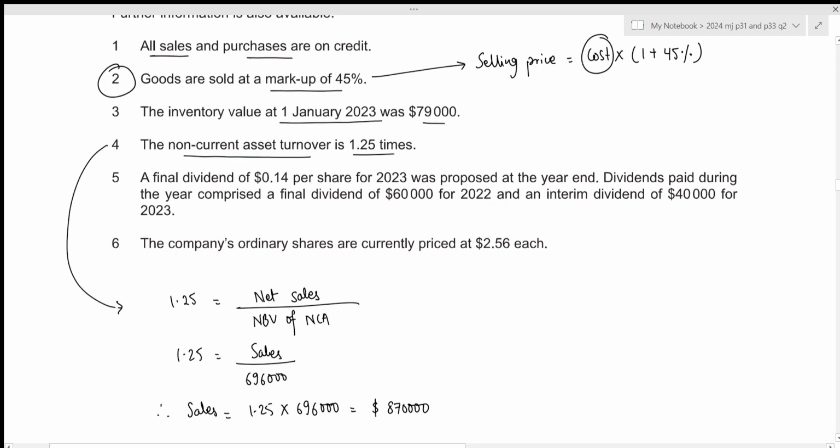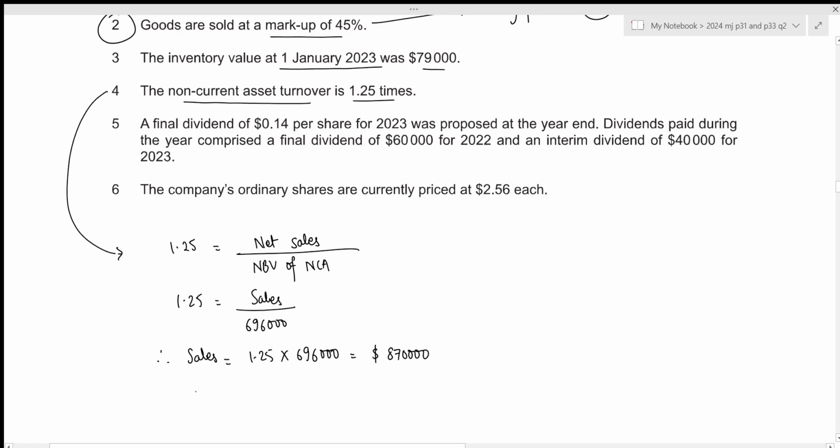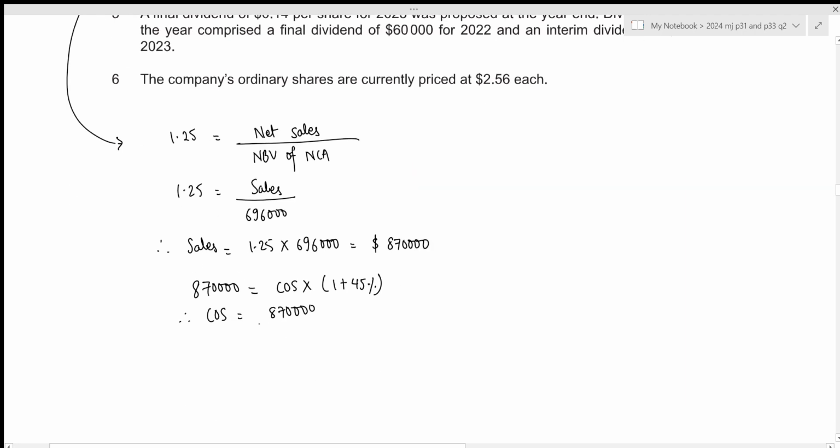From this, we can use the second information of markup in order to get the cost, or in this case, the cost of sales. So the selling price or the sales value is 870,000. We do not know the cost of sales times 1 plus markup of 45%. So the cost of sales will just be 870,000 divided by 1 plus 45%. This will result in the value of 600,000.